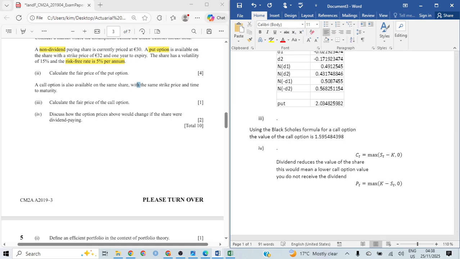For a put option, it is vice versa. If this value reduces, then it means the value of the put option increases. Again, the value of the put option increases. And also you have to remember, if you are the holder of a put option, it means you hold the share and you are receiving dividend. And with that, we have our 10 marks.